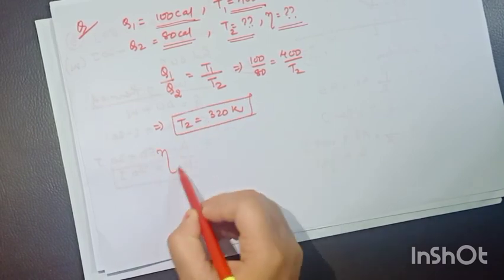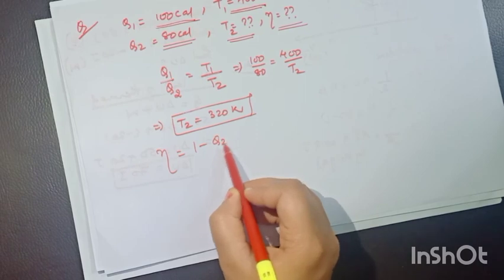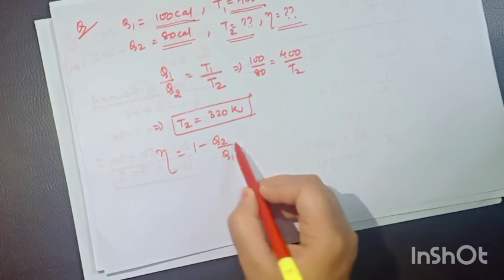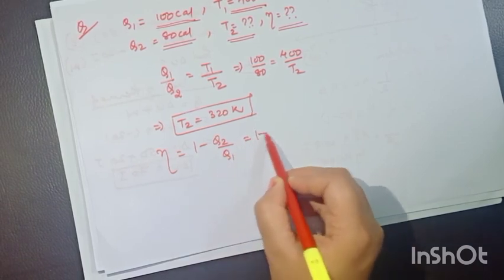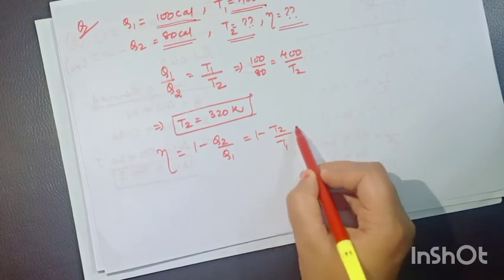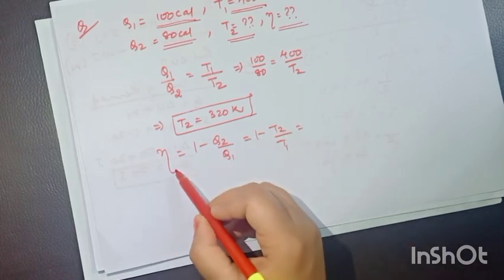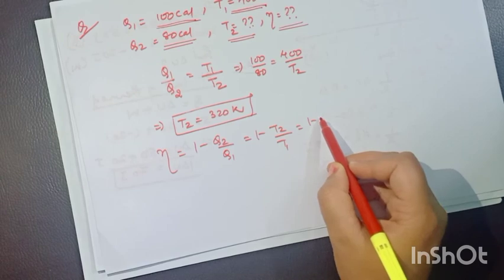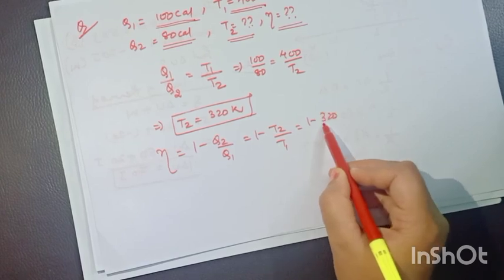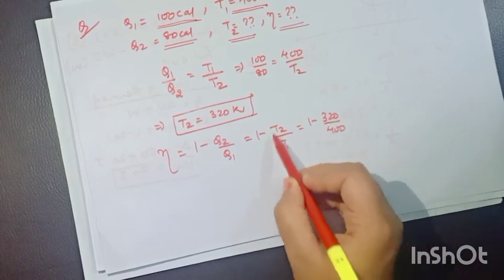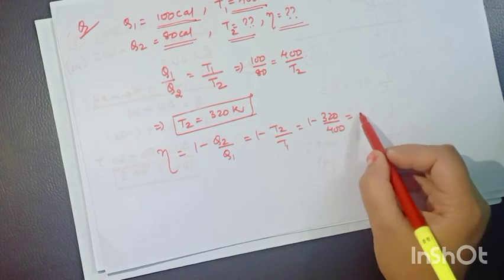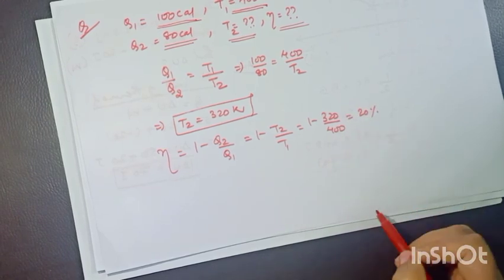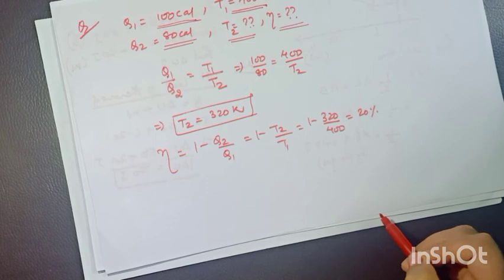To find efficiency, we can either use the formula 1 minus Q2 by Q1, or we can use 1 minus T2 by T1. So the efficiency of a heat engine or Carnot's engine will be 1 minus 320 divided by 400. If I put the temperatures, it will be around 20%. This will be the efficiency of the Carnot's engine.